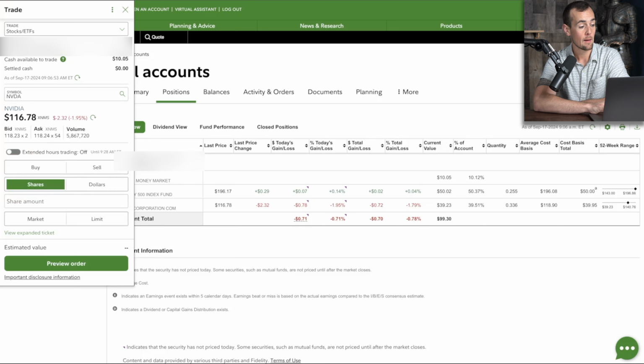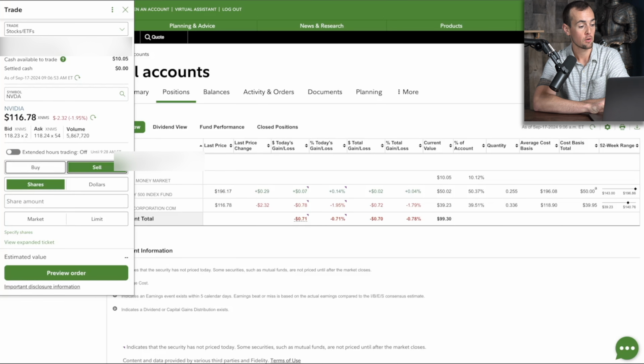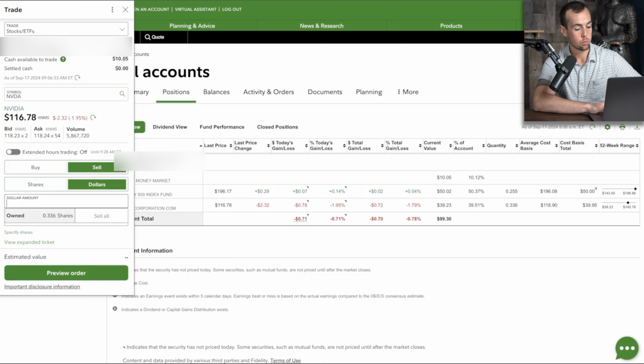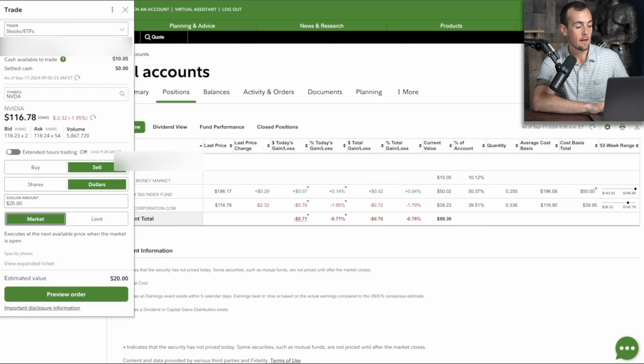So we're going to choose Nvidia here, and it shows you the current quotation price for this. And you can have the option here to sell in either shares or dollar amounts, as well as buy in shares or dollars. So we're going to sell in dollars, and we're going to sell off $20 worth of this particular position, and we want to do a market order so that way it executes immediately, and this will get us an estimated $20 after we sell.